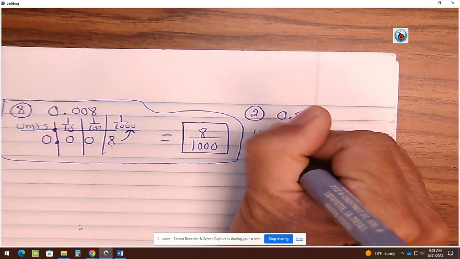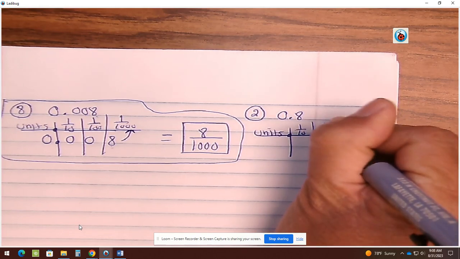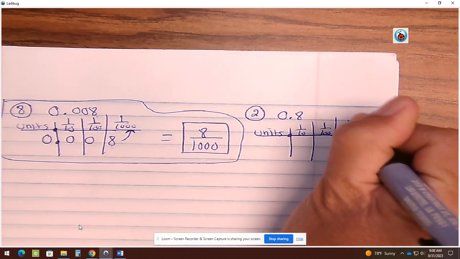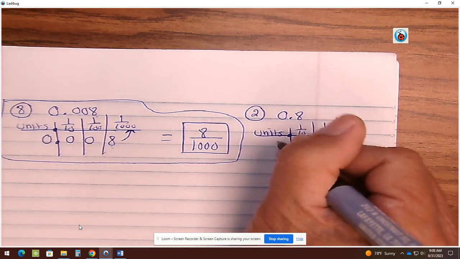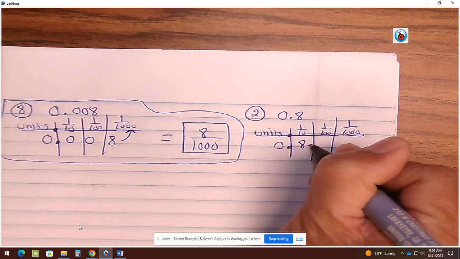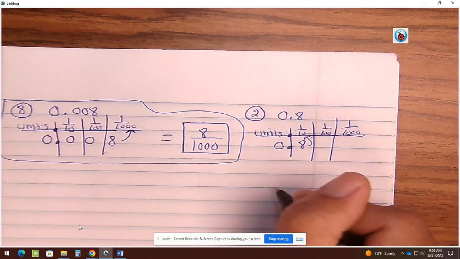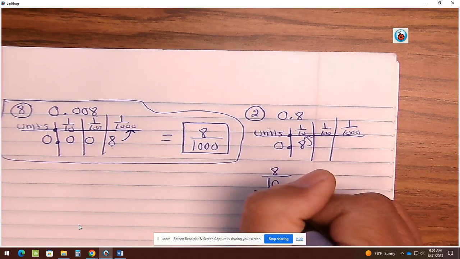We have units here, your wholes. Then we have your tenth, hundredth, and thousandths. 0.8, 0.8. Where did it stop? It stopped in the what? Tenths. So I'm going to put here tenths. There's an 8, 8 tenths.